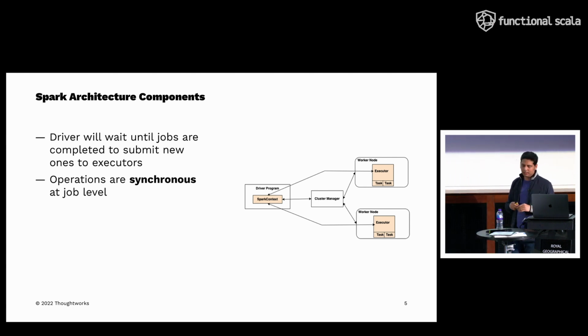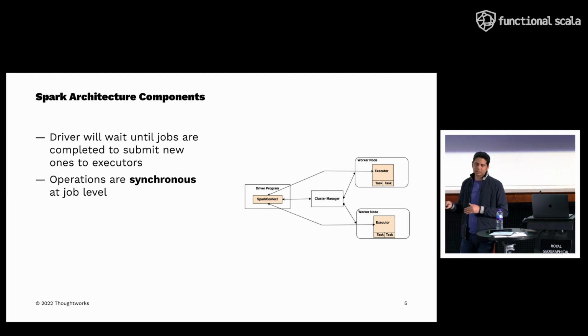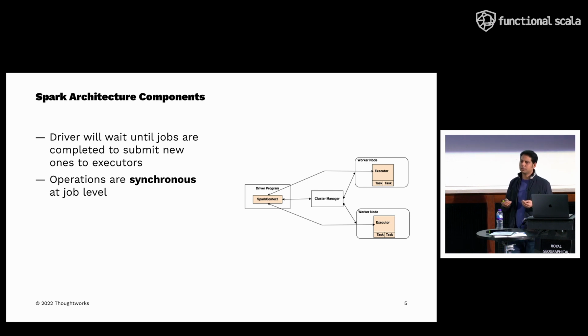However, if you typically see a Spark application, we are talking about jobs, stages, and tasks. These jobs are not really submitted in an asynchronous manner. They are submitted one by one. Once a job is submitted, that is being computed in a distributed manner, but not the jobs themselves. So across these jobs, the driver submits them one by one.